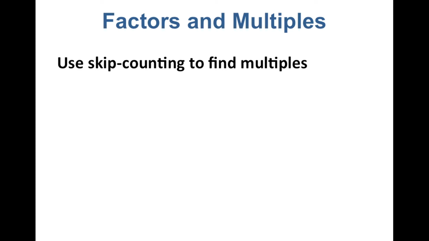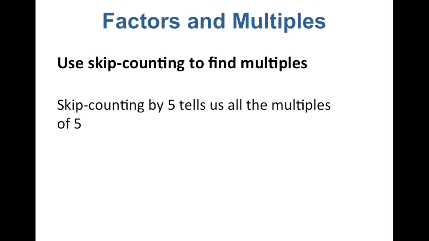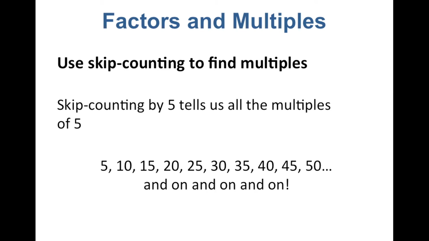You can see that we can use skip counting to find multiples. The first 5 multiples of 2 are simply counting by 2's: 2, 4, 6, 8, 10. You'll probably have some numbers that you're good at skip counting, maybe by 2's, by 5's, or by 10's, or maybe some other number. It's a good skill to have when you're trying to find multiples. So we can skip count by 5 to tell us many multiples of the number 5: 5, 10, 15, 20, 25, 30, 35, 40, 45, 50, and we could go on and on.